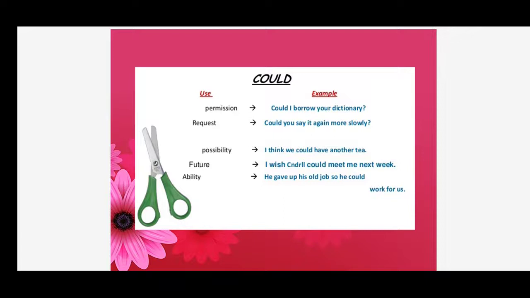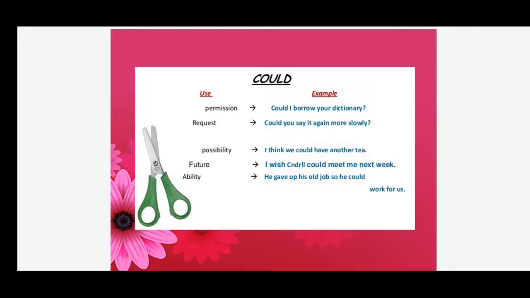Now for future, "I wish Henry could meet me next week." So here the person who is speaking is wishing, this is for future, that he could meet me again next week. And the last is for ability: "He gave up his old job so he could work for us." So this is about ability.